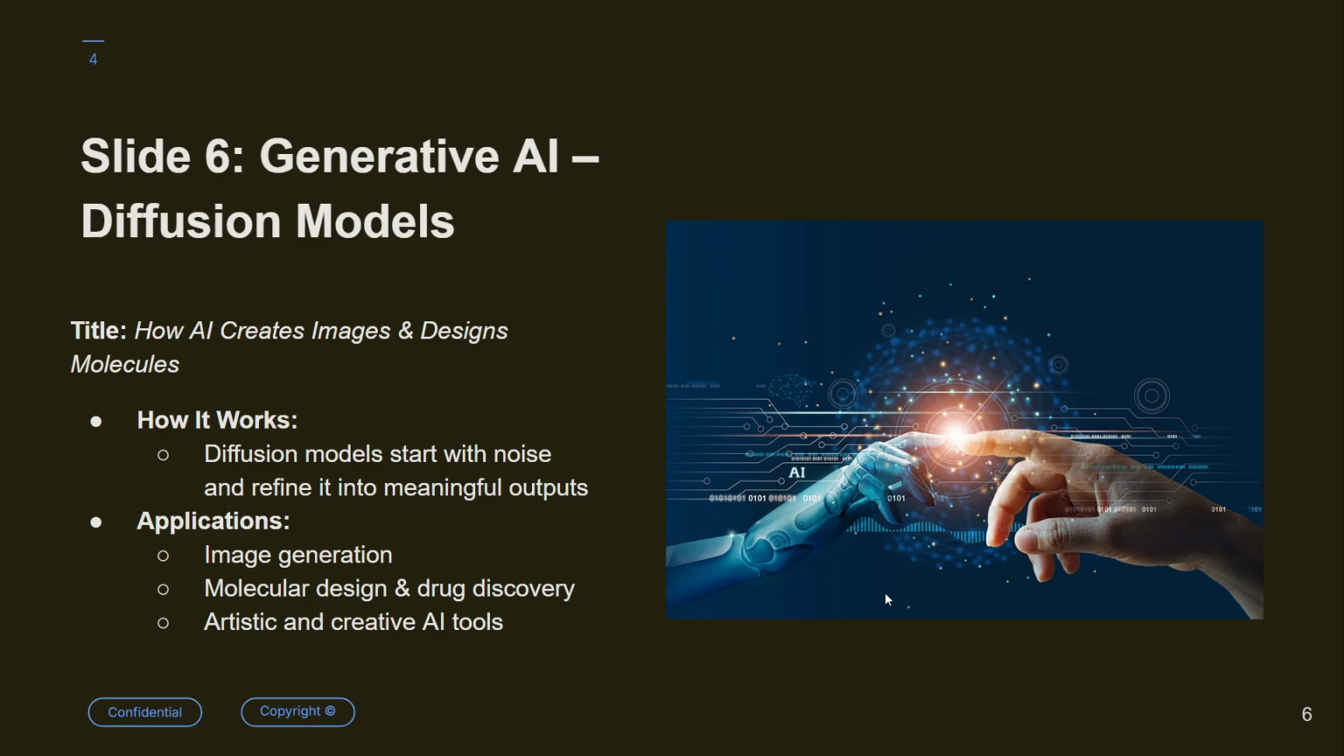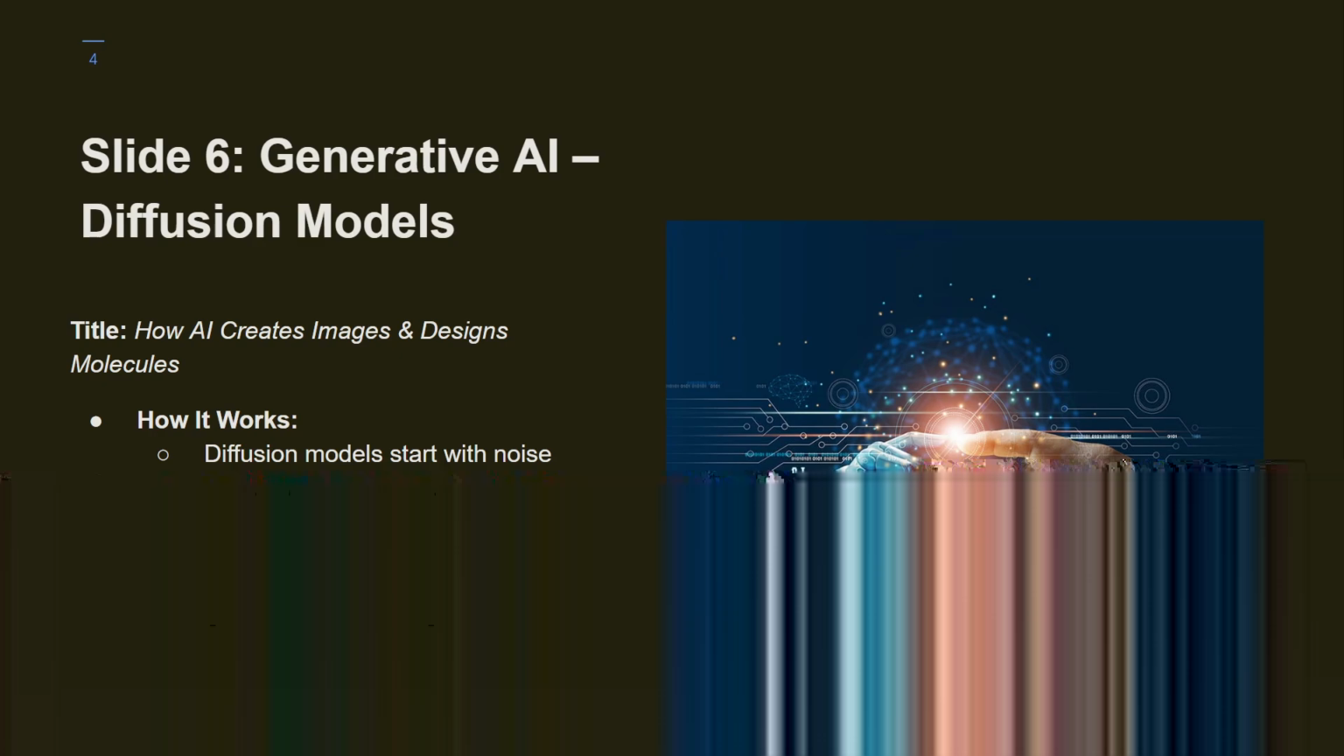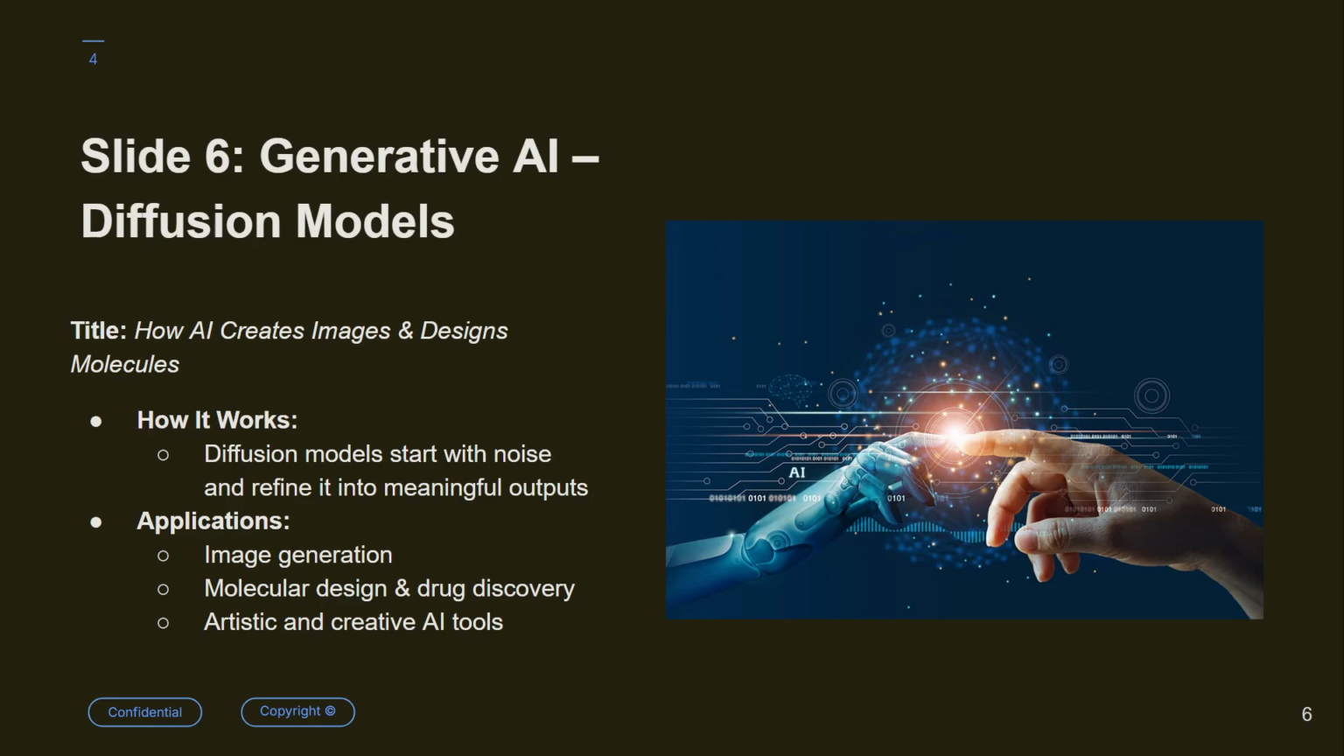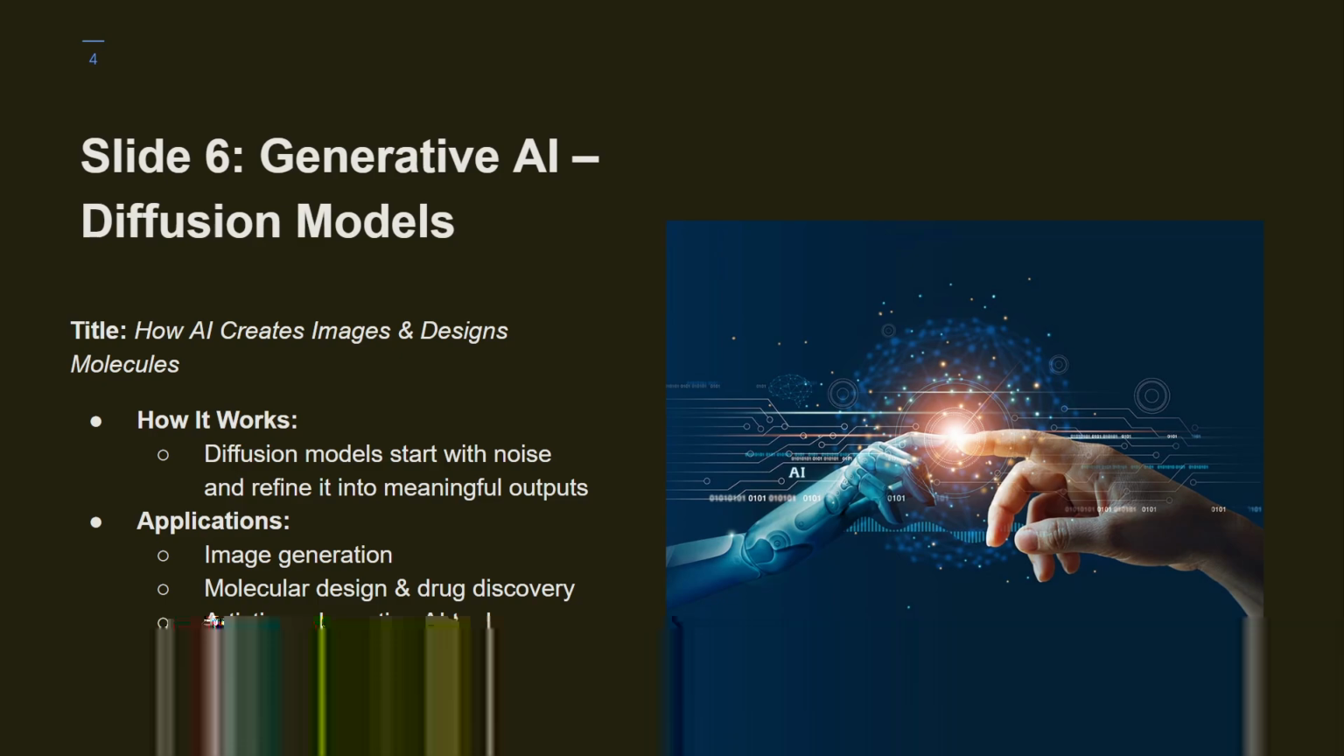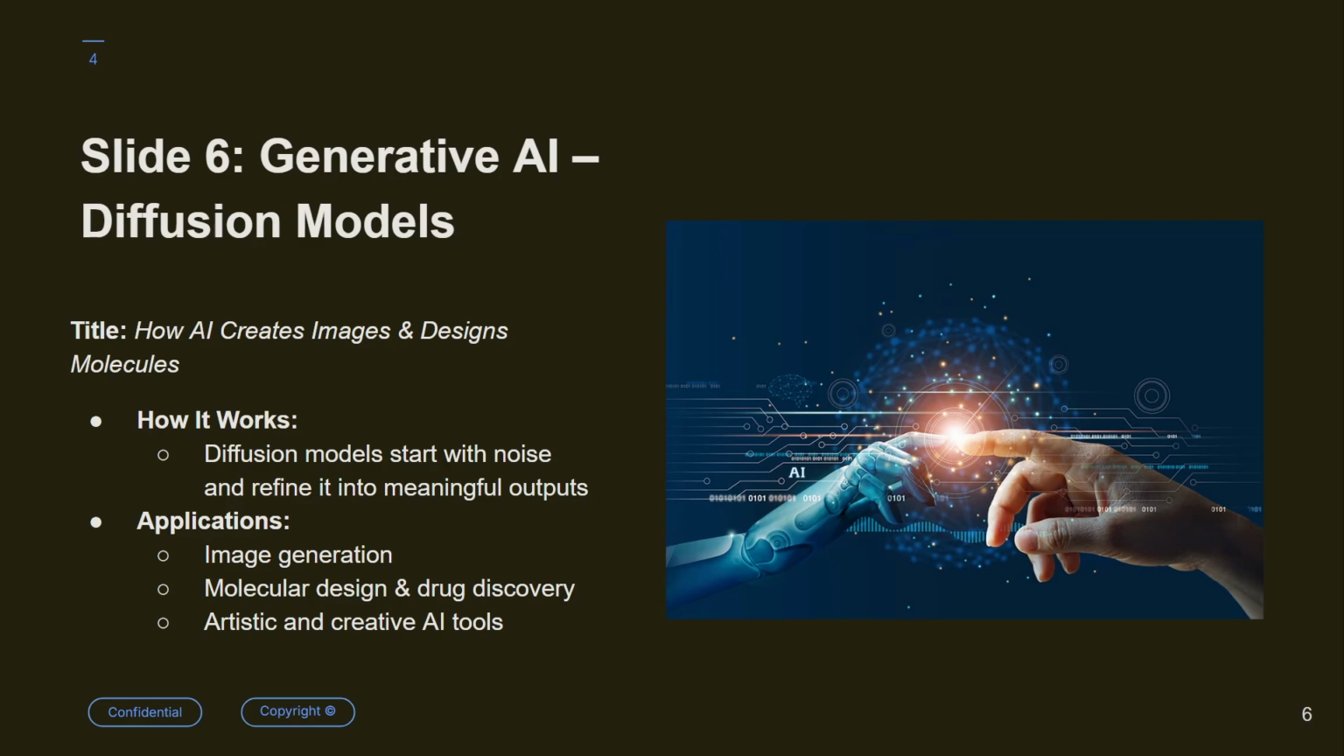Next, we're going to look into generative AI diffusion models, how AI creates images and designs molecules. One of the coolest AI advancements today is generative AI that creates things. This includes AI art, music, and even drug designs. AI like DALL-E uses diffusion models to turn random noise into images just like an artist, starting with a rough sketch and refining it into a masterpiece. Scientists are also using this technology to design new materials, making it useful in medicine and in chemistry.